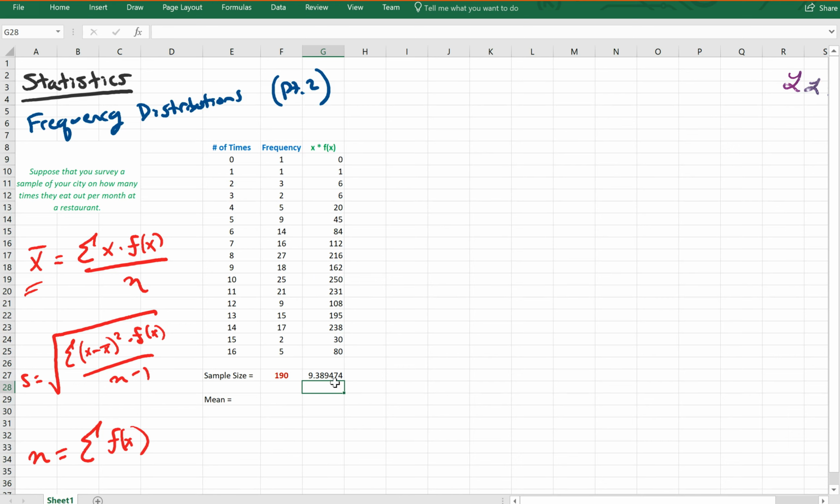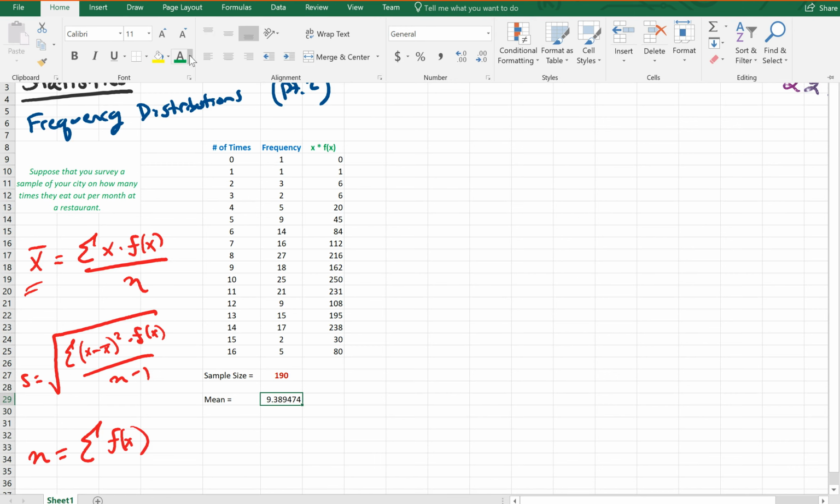So this is going to be the mean. I'm going to put that in a more appropriate place. So the sum of the products divided by sample size. So this is the mean.